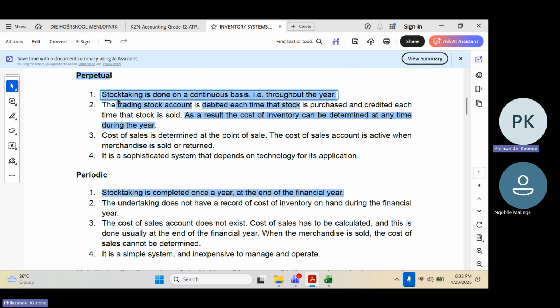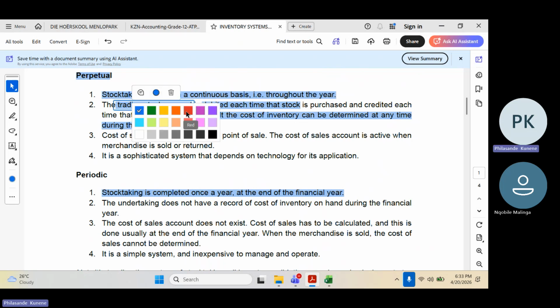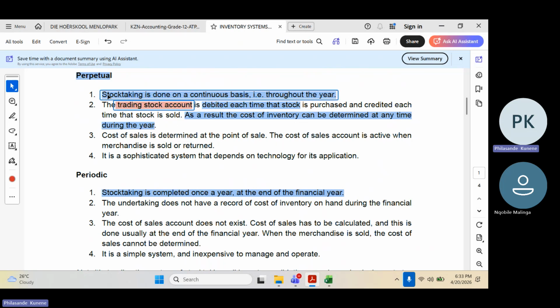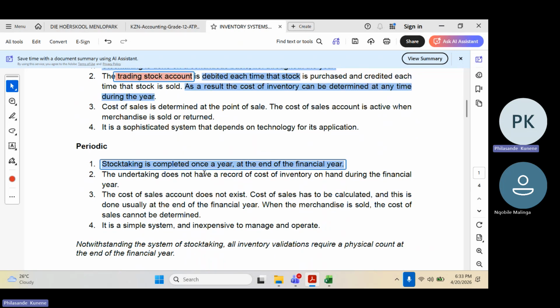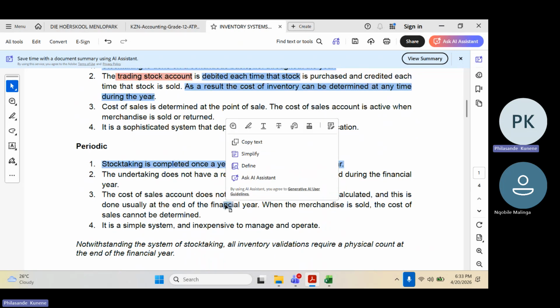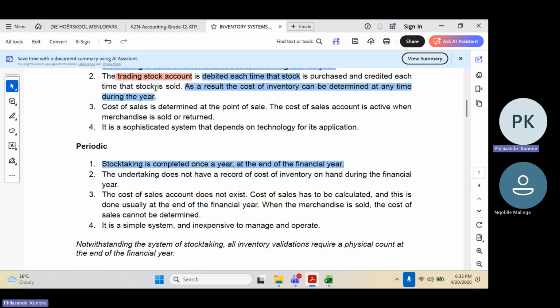And something I want to highlight here is this trading stock account. Here under perpetual, we're talking about trading stock account, but here we're not talking about trading stock account. We're talking about purchases. Here we debit trading stock if we're buying inventory, but this side we only debit purchases. We're not debiting trading stock.